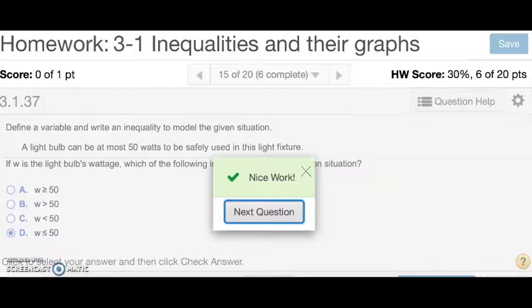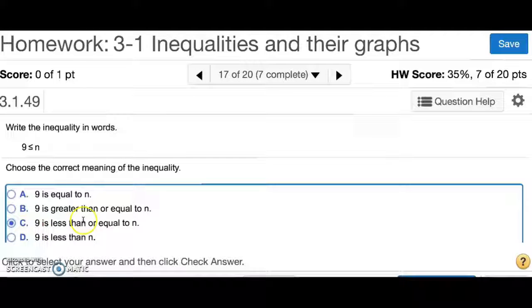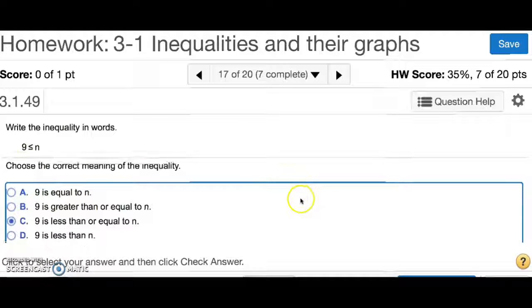That's number 15. 17, write the inequality in words. So it says 9 is less than or equal to n. So that would be C, 9 is less than or equal to n. The inequality pointing to the left with the line under it means less than or equal to. So that's why the answer is going to be C for number 17.